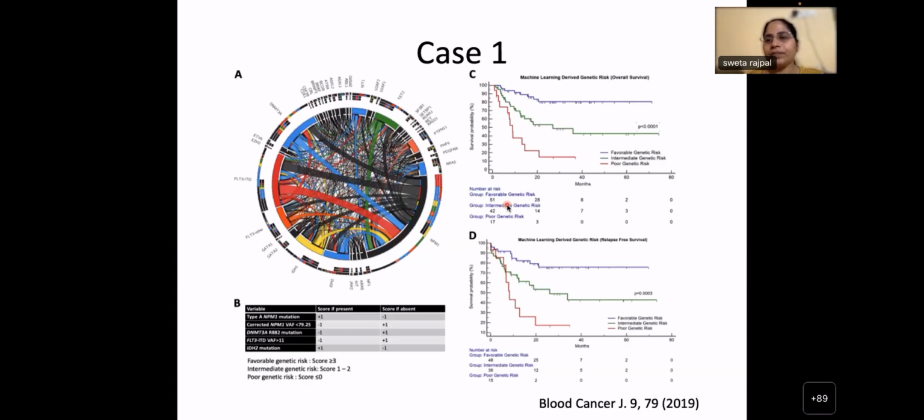Ma'am, on the treatment, because both have different treatment, from what we give based on morphology. Correct, correct. So yes, both CMML and AML have a difference in the treatment. That is why it is important per se.